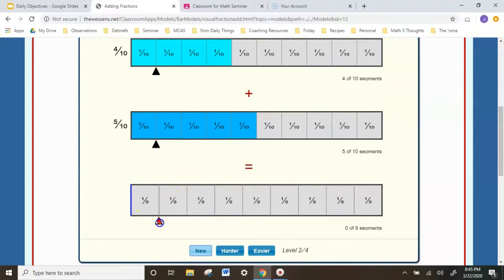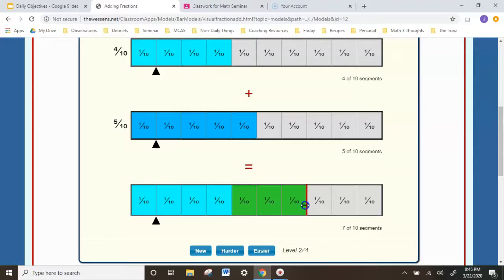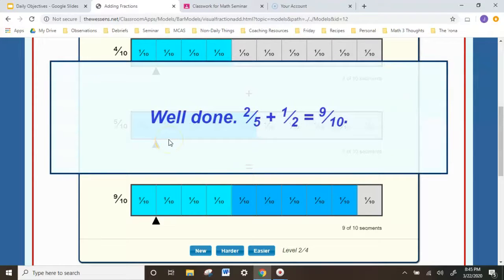I need to split these up into 10ths. Now think, how many should I have down here? Great. 4. 1, 2, 3, 4. Perfect. And then 1, 2, 3, 4, 5. Perfect.